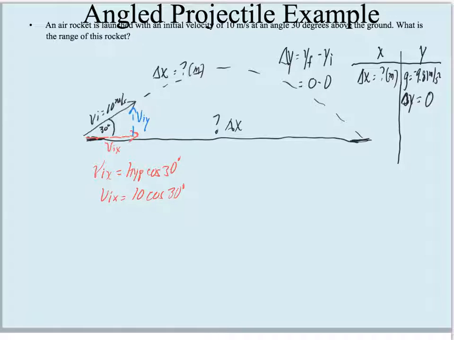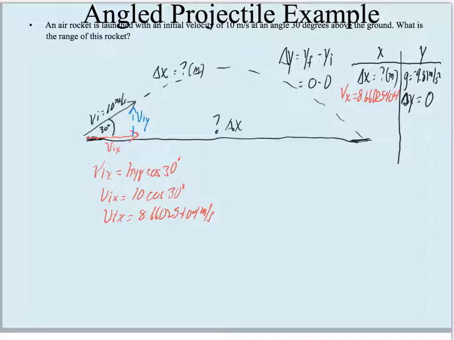And when I do that, I get Vix of 8.66025404 meters per second. So over here, I'm just going to write Vx, because we know that the forward velocity doesn't change, so I can just write Vx instead of initial x. But that's 8.66025404. So I know a velocity now.